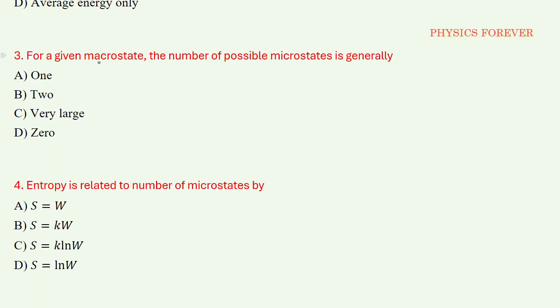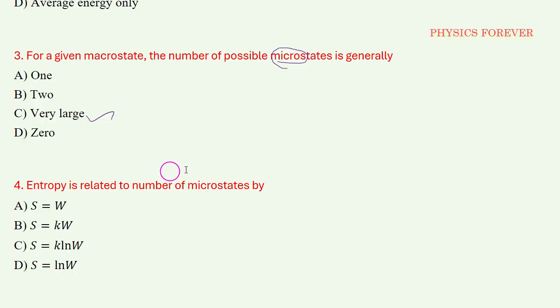For a given macrostate, the number of possible microstates is generally, so most important question, the option is very large. For a given macrostate, the number of possible microstates is generally very large. You have to remember that, most important. So option C is correct.